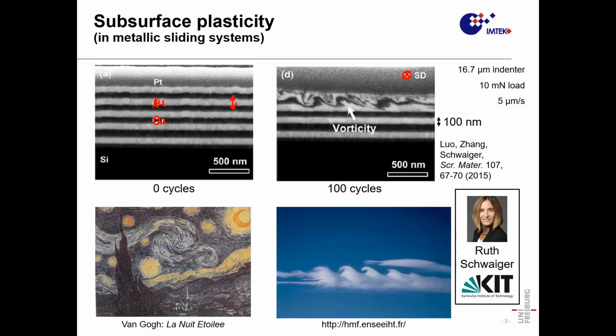And after sliding a couple of times, 100 cycles in this case, she took a cross section of these films, and what you see is really the deformation profile. So these initial straight lines between these layers have been deformed into this intricate pattern that looks a little bit like what we see in the formation of clouds. So down here, there's, of course, this picture of Van Gogh, and then a photograph of the formation of clouds. And the reason that clouds actually show this pattern is because of a Kelvin-Helmholtz instability, which is an instability that occurs at the interface of two regions that flow with different streaming velocities and at high Reynolds numbers.